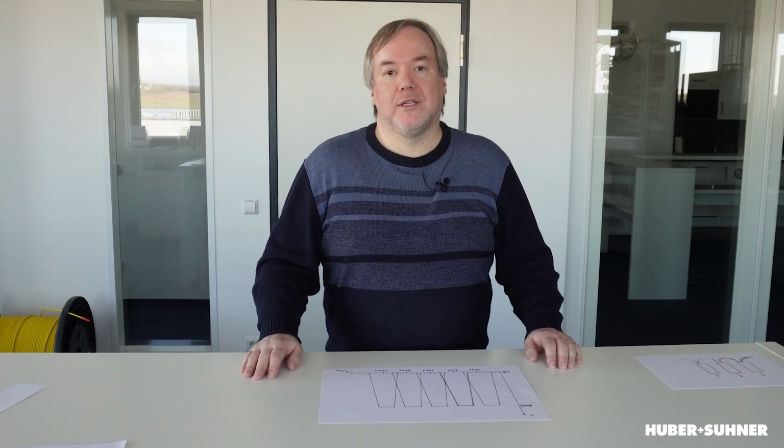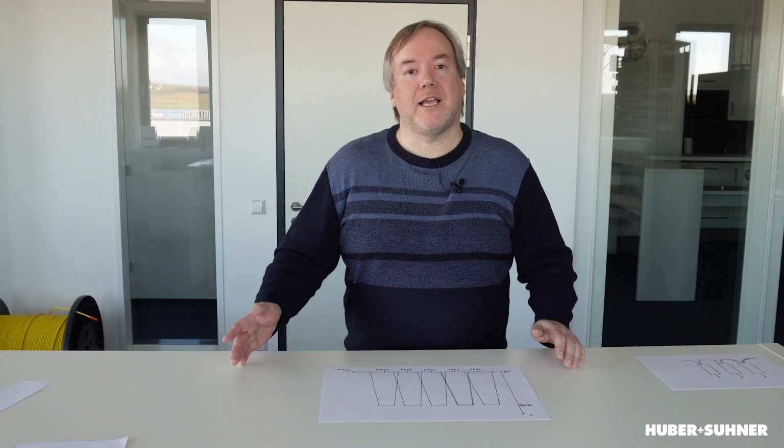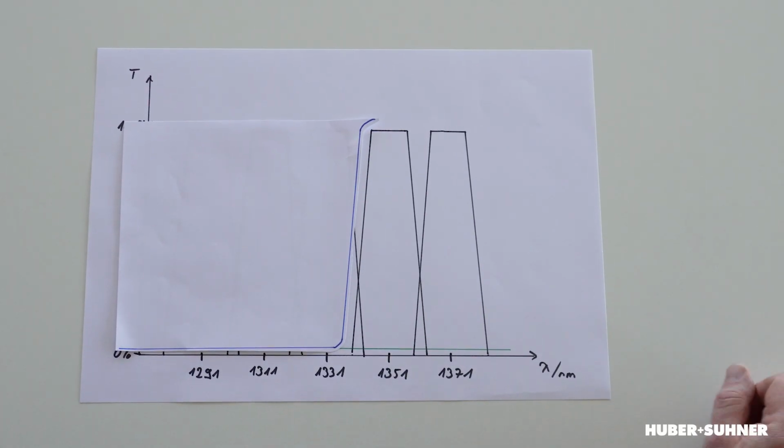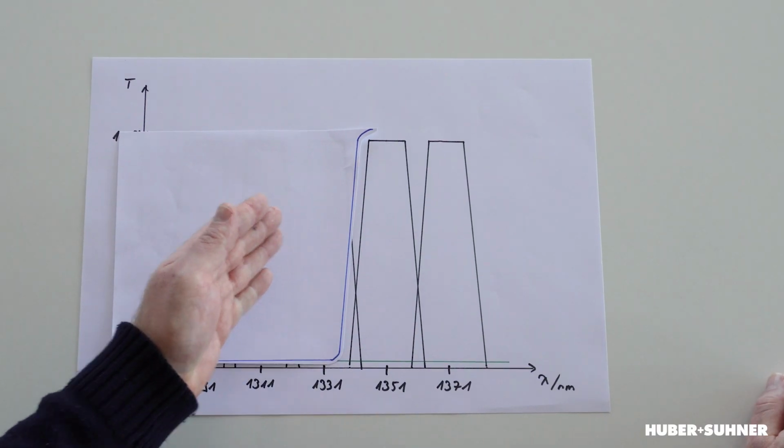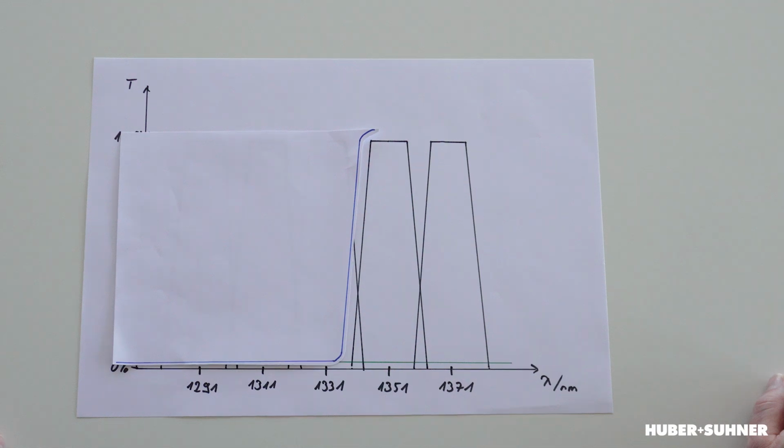Basically, we have two types of filters. One is the edge filter, and the other one is the passband filter. Let's take first the edge filter. This is the example of an LWP, which means a long wave pass filter. If I put it here over the spectrum, you can see from this edge onward, all the higher wavelengths are passing, and all the wavelengths which are below this edge are reflected.